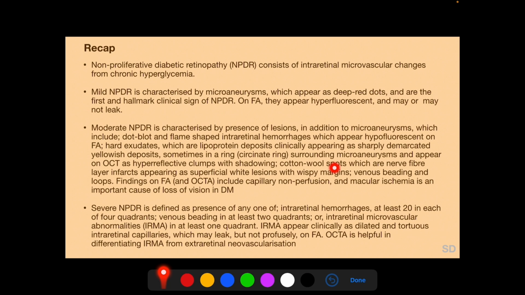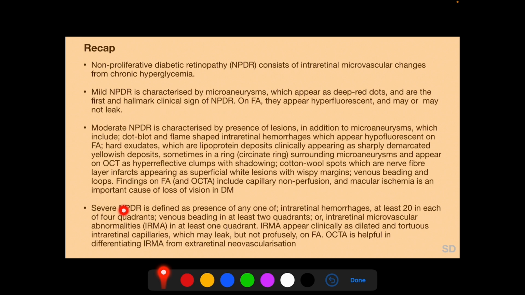Cotton wool spots, which are nerve fiber layer infarcts appearing as superficial white lesions with wispy margins, venous beading, and loops. Findings on fluorescein angiography and OCTA in moderate as well as severe NPDR include capillary non-perfusion, and macular ischemia due to capillary non-perfusion is an important cause of loss of vision in diabetic retinopathy.